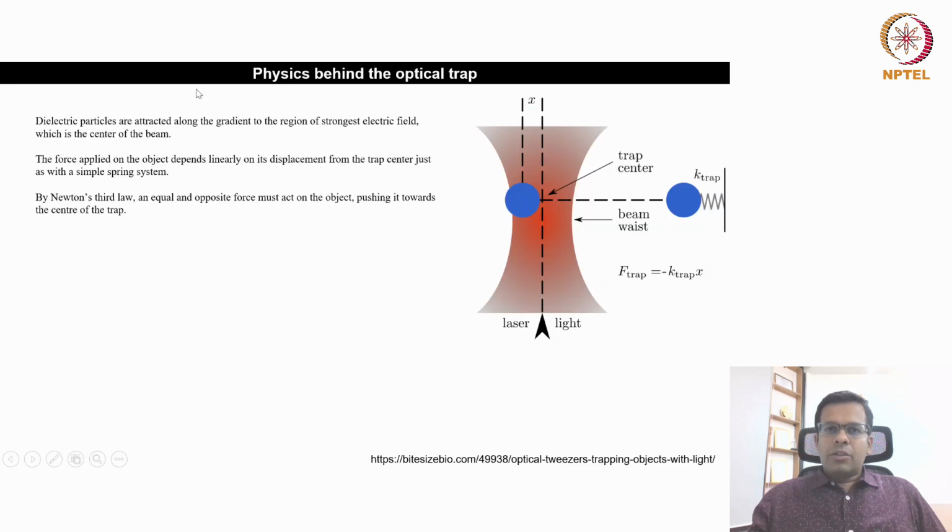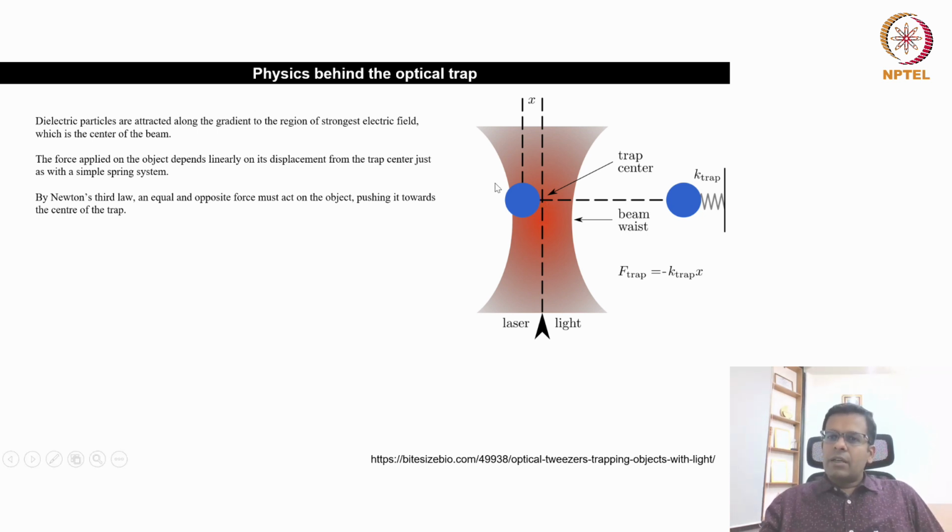Let us understand the physics behind the optical trap, that is, how this optical trap works. Dielectric particles are attracted along the gradient to the region of strongest electric field, which is the center of the beam. So this is the laser beam of the IR laser, and the strongest electric field is present at the center of the beam, like here. This bead is made of dielectric material, and it is attracted along the gradient to the region of the strongest electric field, which is the center of the beam.